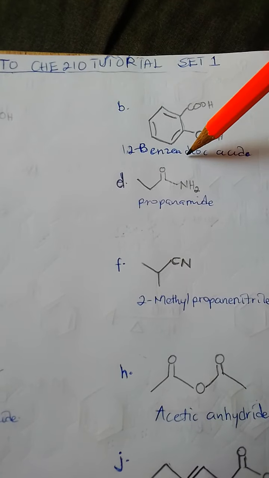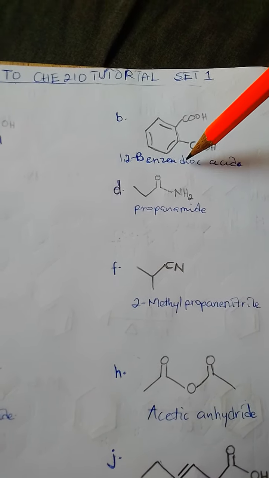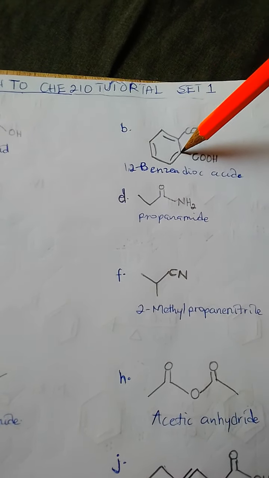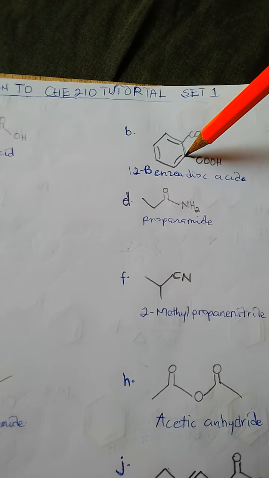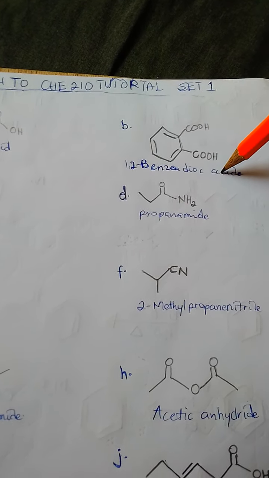When you see dioic, it means we have 2 carboxylic acid groups on the same compound. So 1,2 means that they are adjacent to each other. If here is 1, then here will be 2. So this is 1,2-benzene dioic acid.